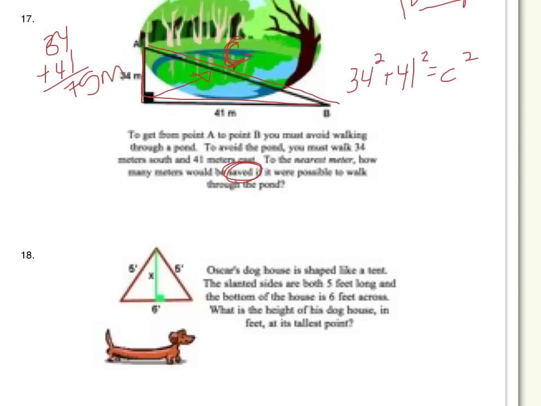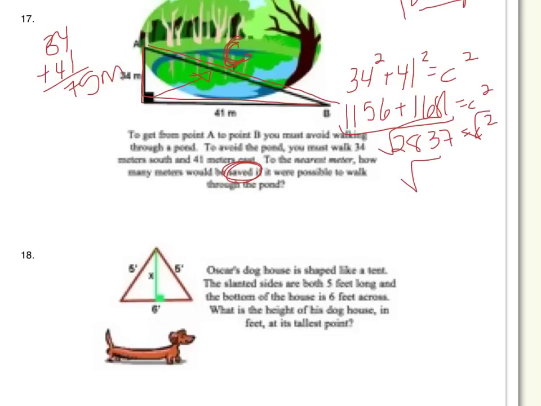So this is 1,156, plus 1,681. When we add that up, we get the total, and then we take the square root, and when I take the square root of that, I get approximately 53. So now I'm going to do 75 minus 53, and I got 22. Because remember, the question's asking how much did they save by walking through the pond.